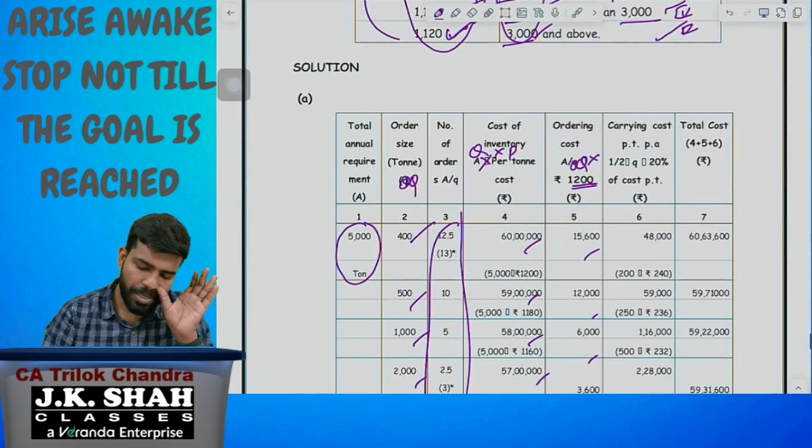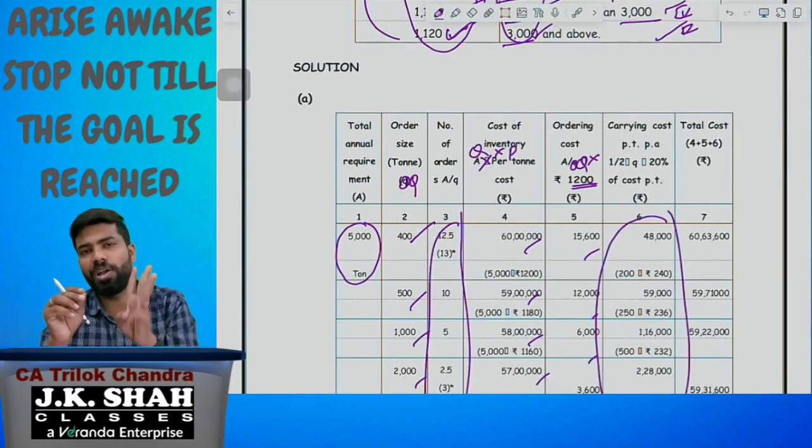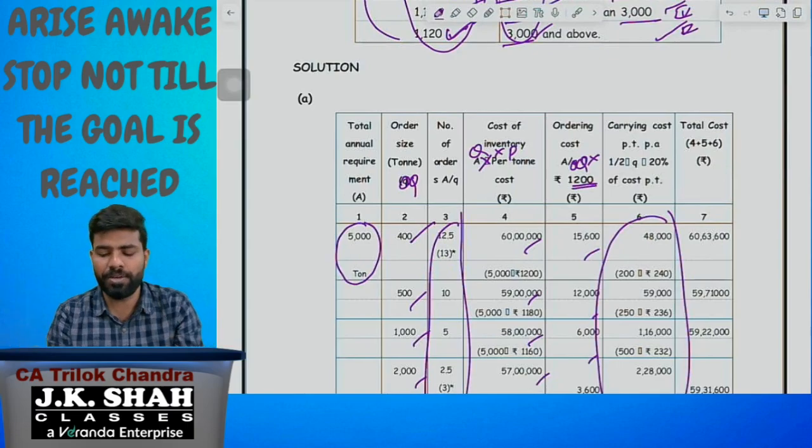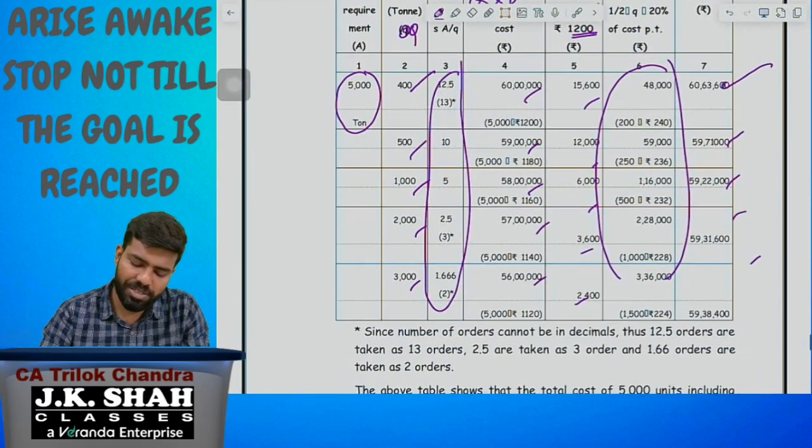Okay, now see here. When it comes to carrying cost, they calculate in one column, but it is recommended to open 3 columns. There will be clear-cut information. Okay. Now finally calculate the total cost. At what level total cost is less? See here.